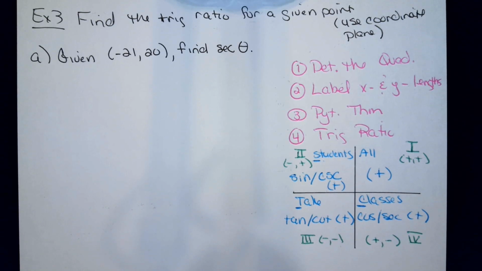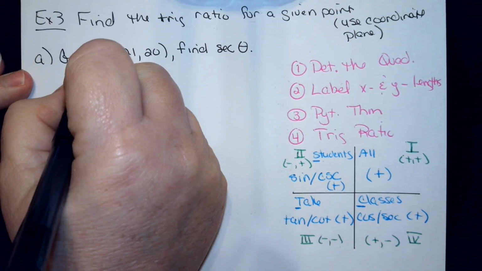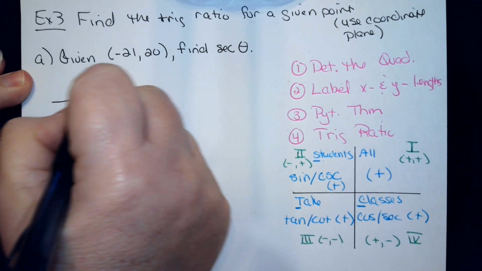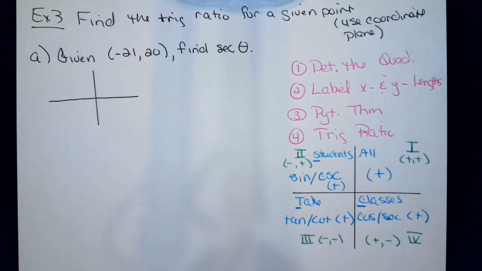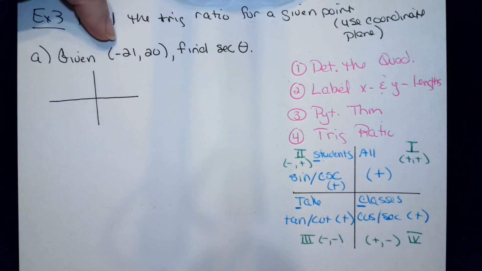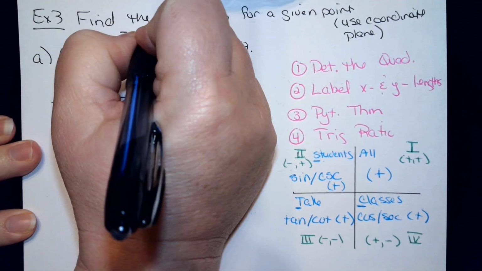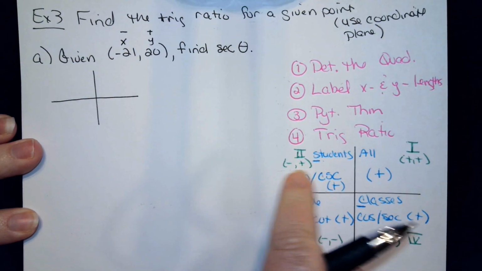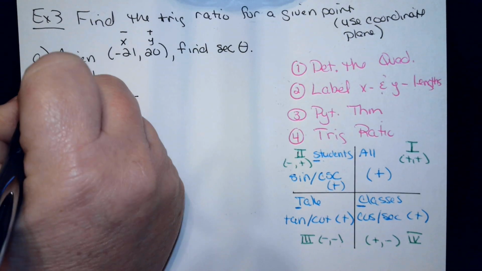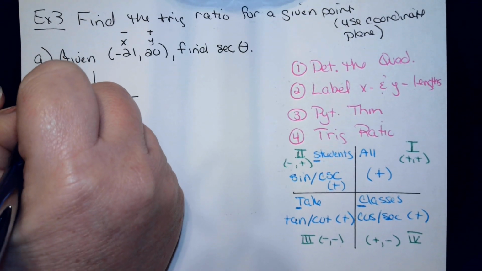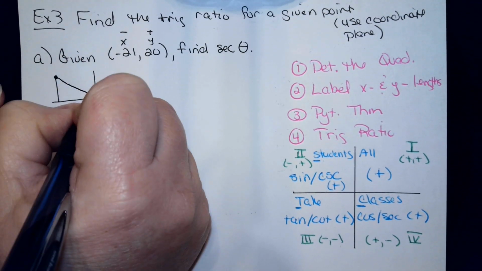Alright, so let's get started on part A. What you're going to do is draw yourself a little quadrant and ask yourself, what quadrant does this point fall in? Well, we got our x negative and our y positive. So negative, positive would be quadrant 2. So we're going to put a point right here and then draw in a right triangle.